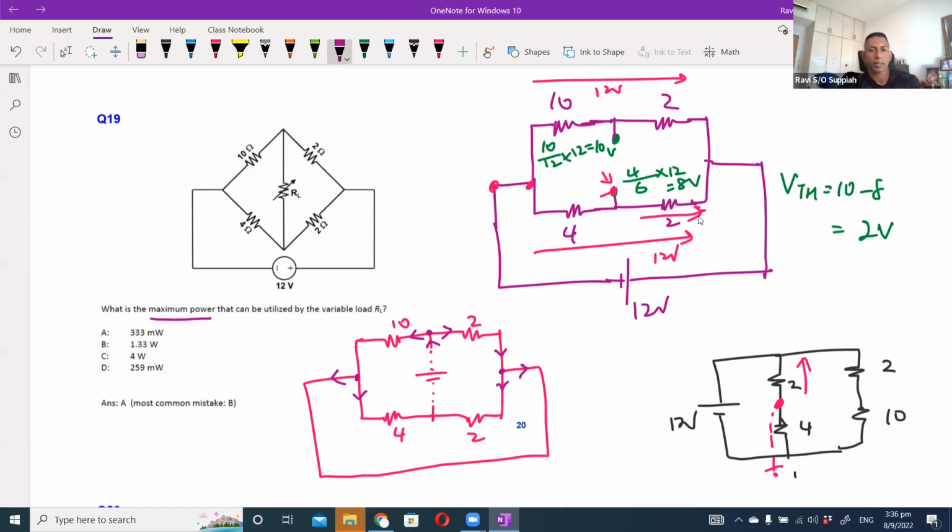Okay, so the same current, the original current, splits first between 10 and 2, and then splits again between 4 and 2. So the total Thevenin equivalent resistance will be 10 parallel with 2, add with 4 parallel with 2. Okay, which will give me 3 ohms.